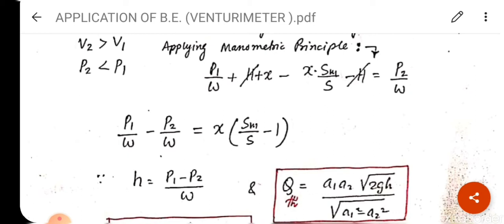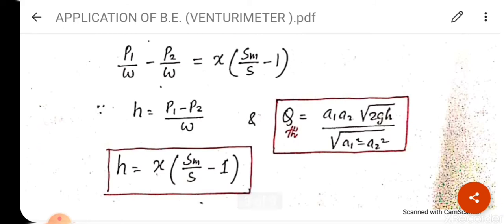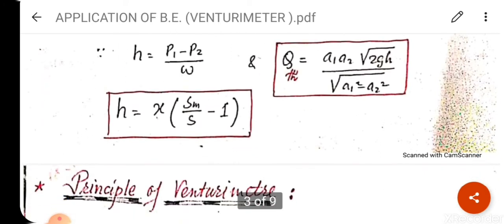We all know, already explained, what can we write the pressure head difference as? We can write it as h. Clear? So finally we can write, in the red rectangular block, h is equal to x in the bracket Sm upon S minus 1, bracket close. So Q theoretical, already derived, is equal to A1 A2 under root 2gh upon under root A1 square minus A2 square.